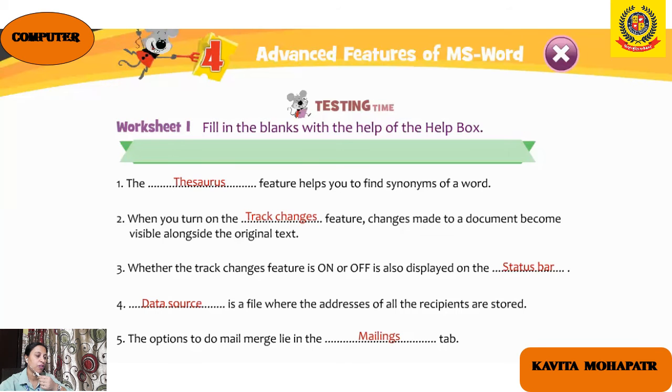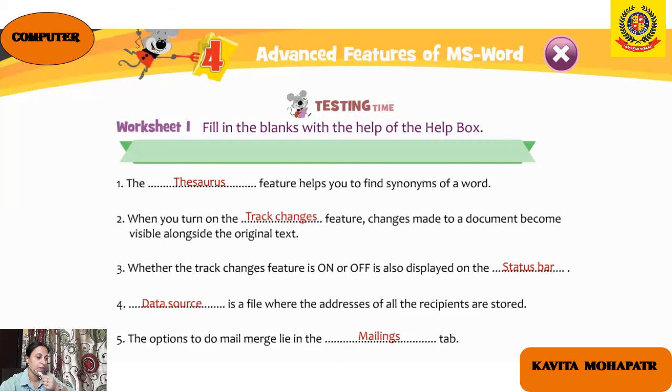Write T for true and F for false statement in the box. So this one also you have to do in book. It is also given in page number 49. So you have to write the answer in book. You can write with pen or pencil in book. So the thesaurus feature can be accessed from the view tab.